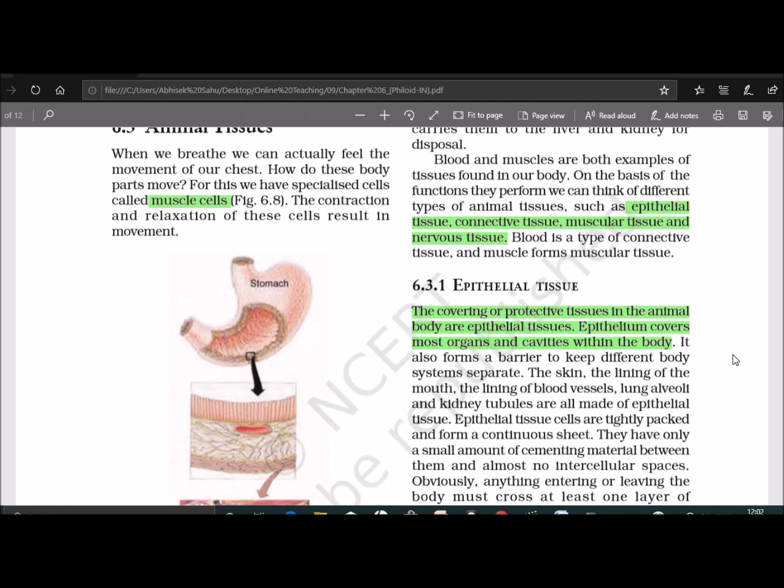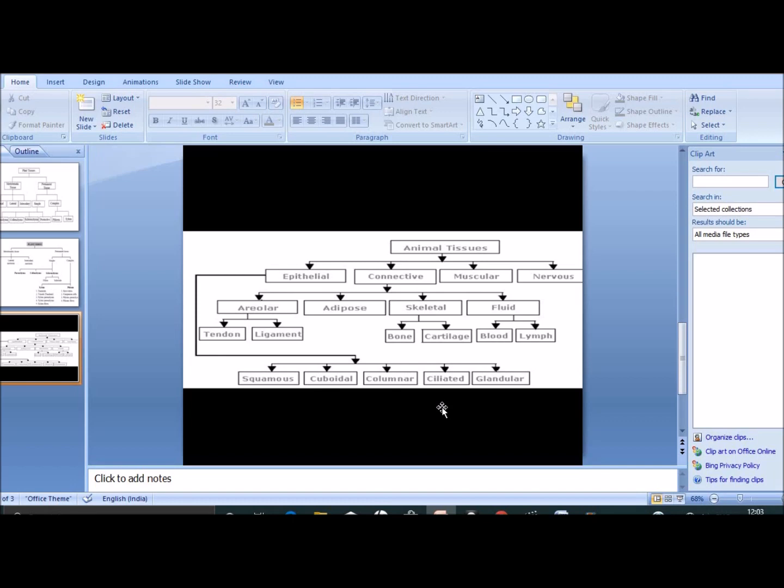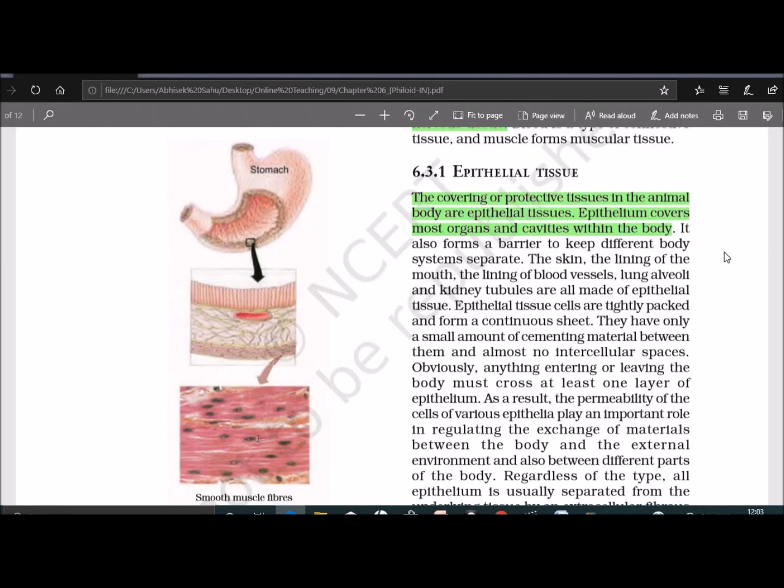On the basis of the function they perform, we can think of different types of animal tissues, such as epithelial tissue, connective tissue, muscular tissue, and nervous tissue. Blood is a type of connective tissue and muscle forms the muscular tissue. Animal tissue is divided into 4 types, that is epithelial, connective, muscular, and nervous. First we will discuss the epithelial tissue.